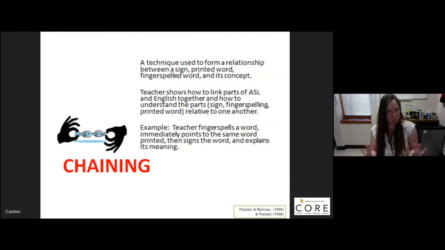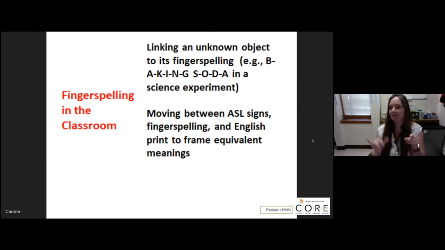This concept of chaining is very, very important. Now, for example, if a child sees the word cat spelled and then the sign and then a picture, then maybe a video and then a book of the word cat. All of these concepts are very important to chain that concept. And that will allow the child to become a stronger reader in the future.